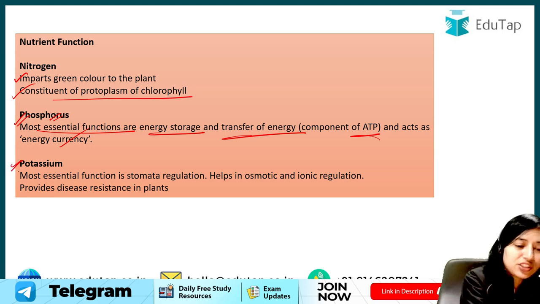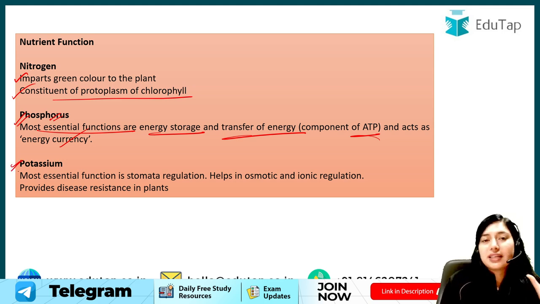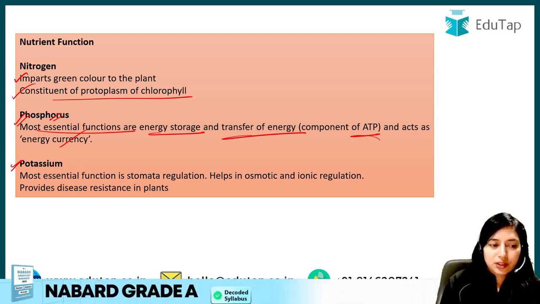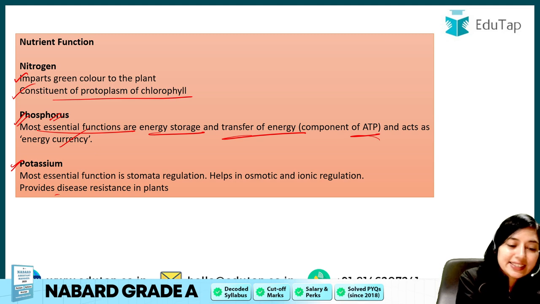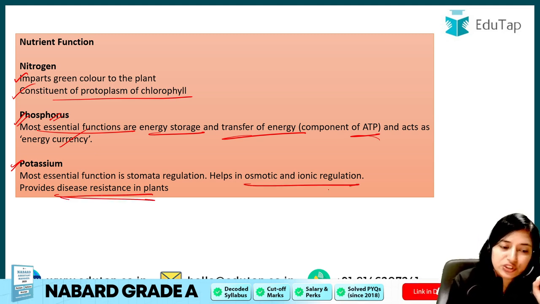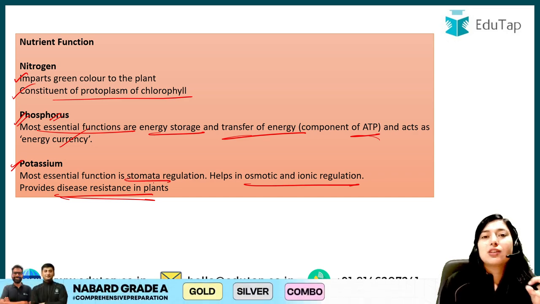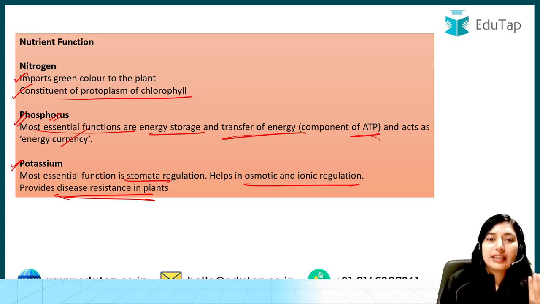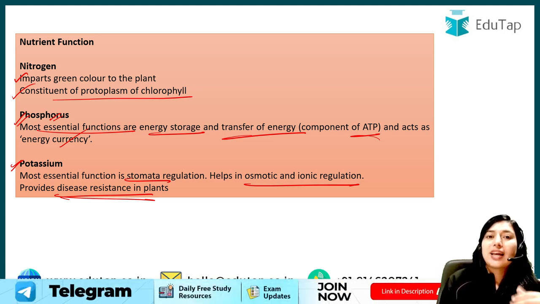Next we have is potassium. So students, potassium is a nutrient that provides disease resistance in plant, ठीक है। It also helps in osmotic and ionic regulation, and also it helps in stomata regulation. Stomata क्या है? It is an opening on the leaf of plant, और उसके through gases exchange होता है। So उसका जो opening and closing है, that is regulated by potassium.